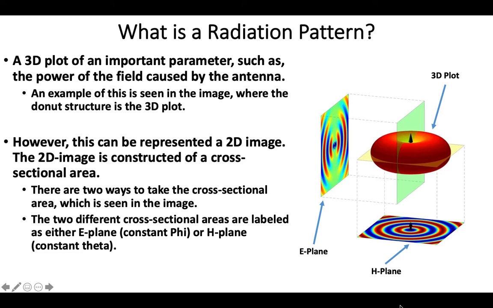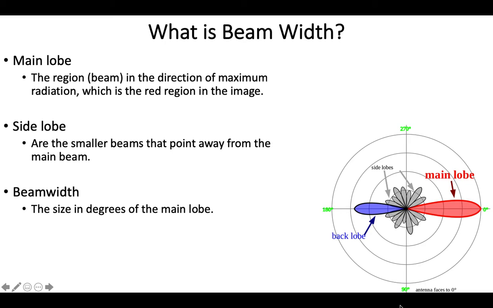There's the radiation pattern, which is usually a 3D plot of something like field strength or gain. I have a 2D image here, or it can be split into a cross-sectional area called the E plane or the H plane, depending on how you do the cross-sectional area. There's something called a beam width. The region in the direction of maximum radiation, which is the red region in the image, is the main lobe, and the beam width is the size in degrees of the main lobe.